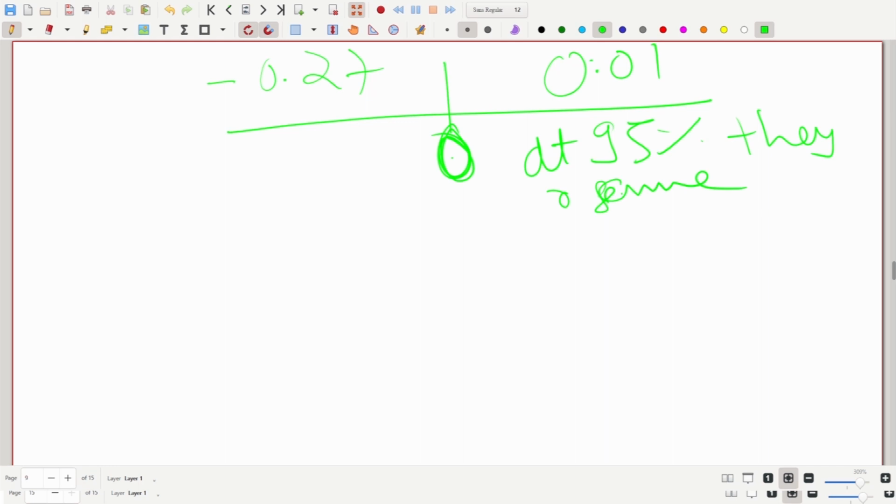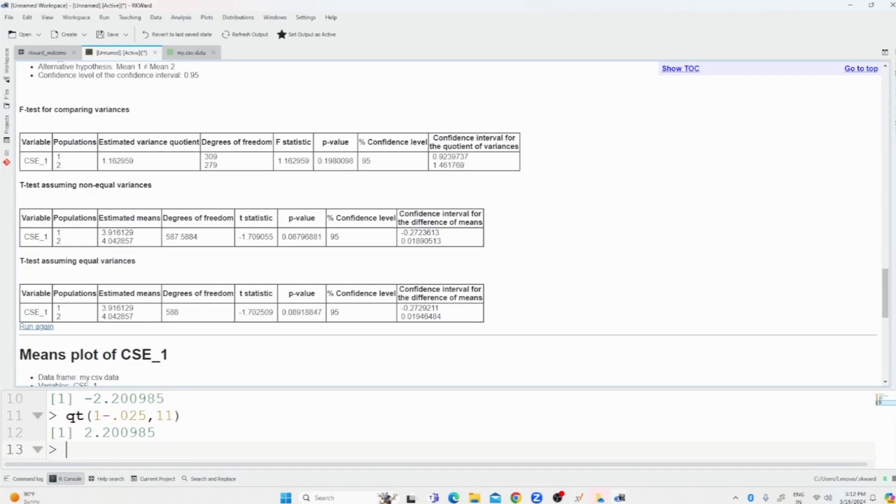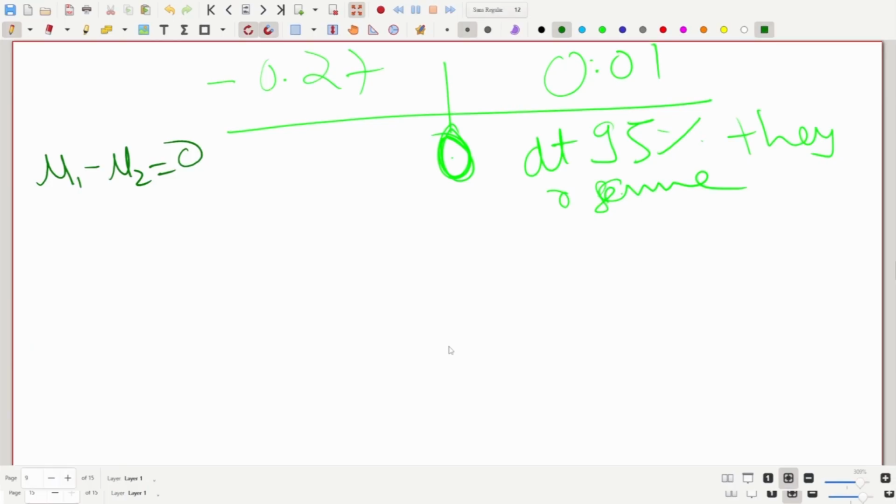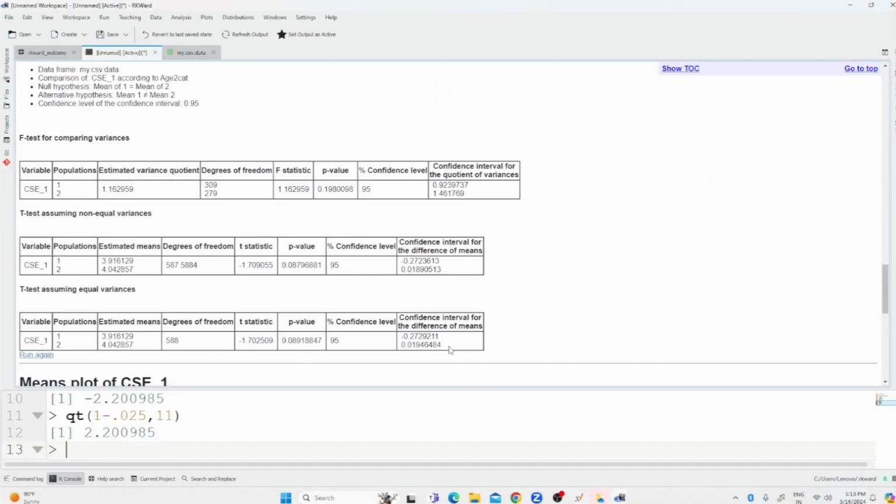What is the null hypothesis of the independent sample test? That mu1 minus mu2 is equal to 0, and that we can check here also. See, mean of this is this, or mu1 minus mu2 is equal to 0, okay. Hence we find out, now at 95% we are saying they are same. Now what happens at 90%? Let's run it again.